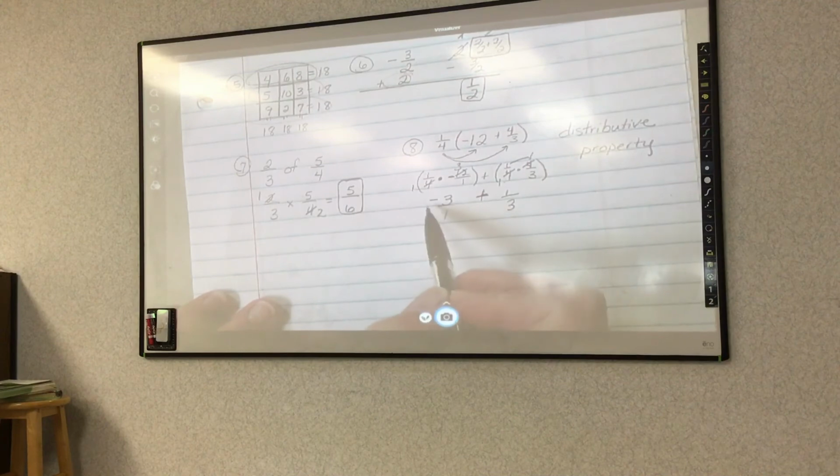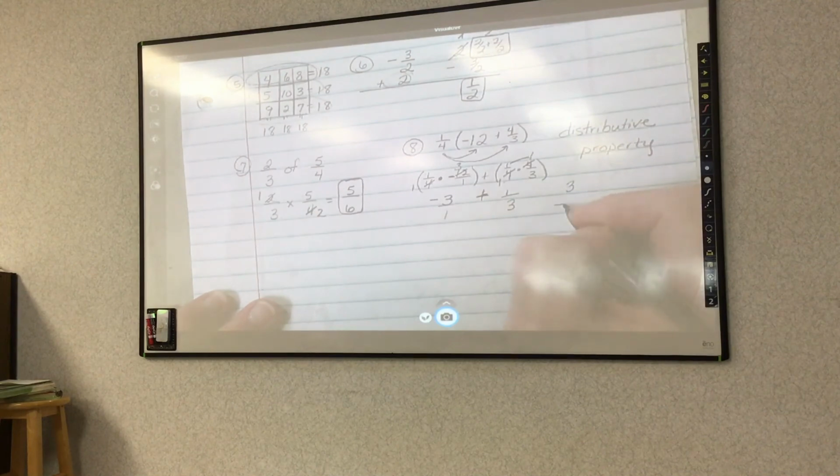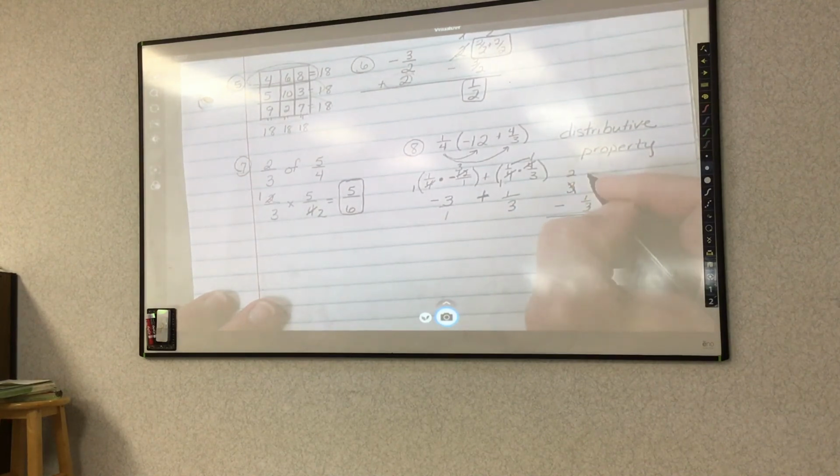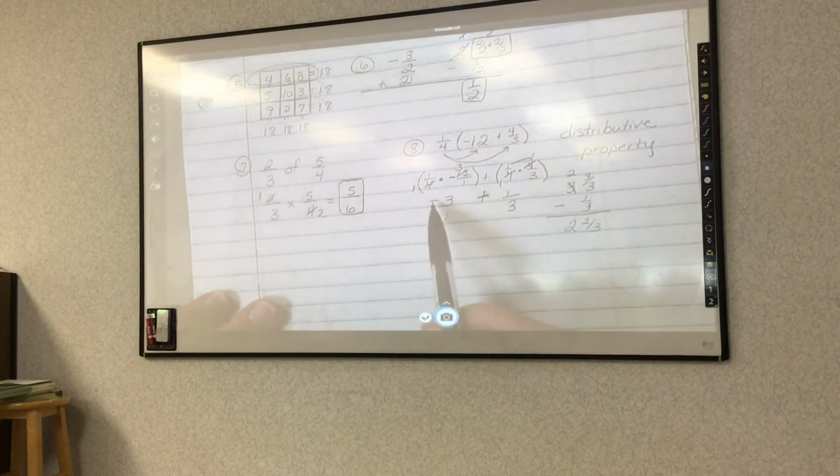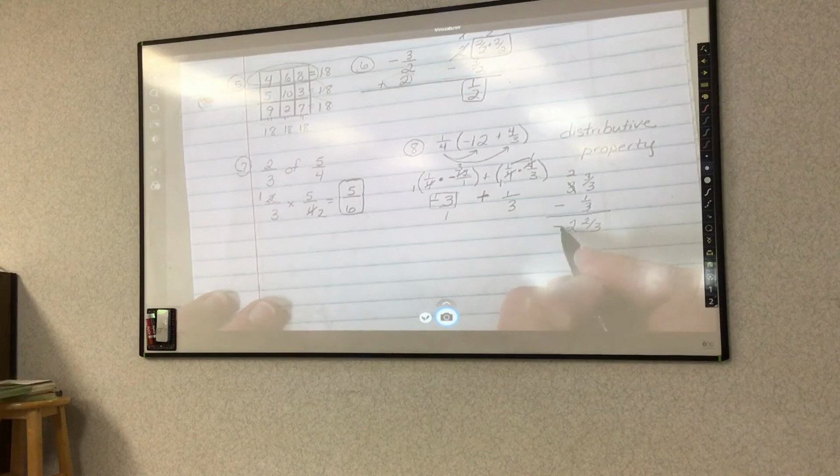If I have a positive and a negative, you just subtract. So 3 minus 1/3. The 3 becomes a 2, this becomes 3/3. 3 minus 1 is 2/3. 2 minus nothing is 2. Then go back. My negative number is greater, so then my answer must be negative.